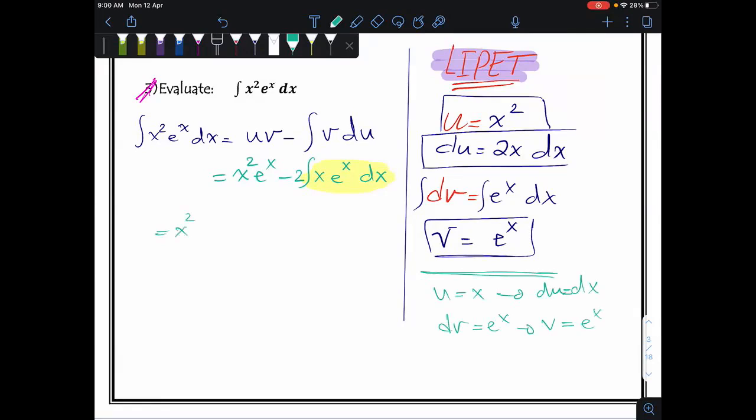So it is equal to x squared e to the power of x minus 2 into uv. Minus 2 again, negative is going to be positive because there is a negative in the rule. The integral of e to the power of x dx. So x squared e to the power of x minus 2x e to the power of x plus 2 e to the power of x plus c.